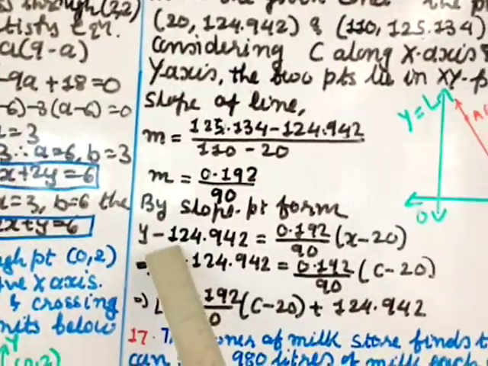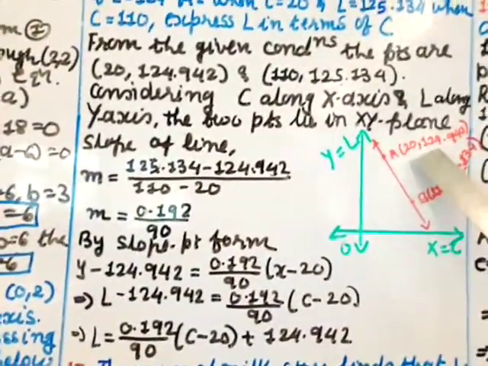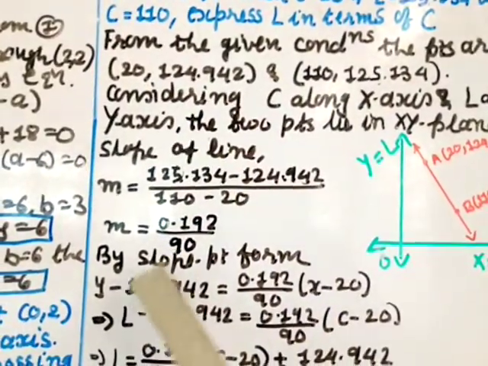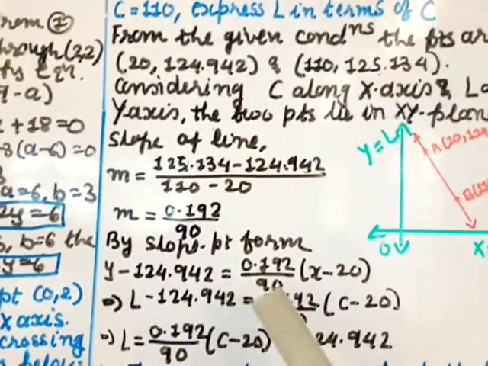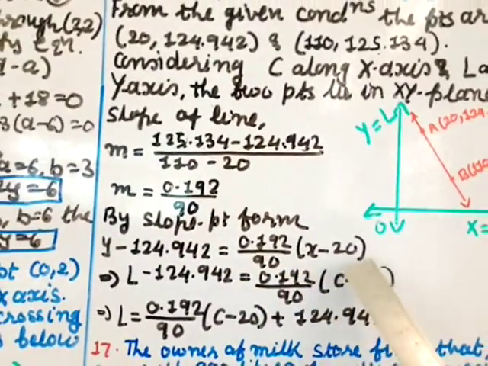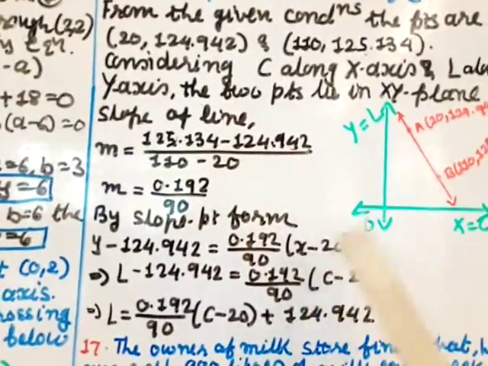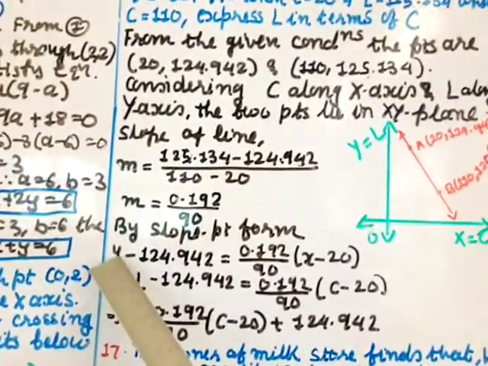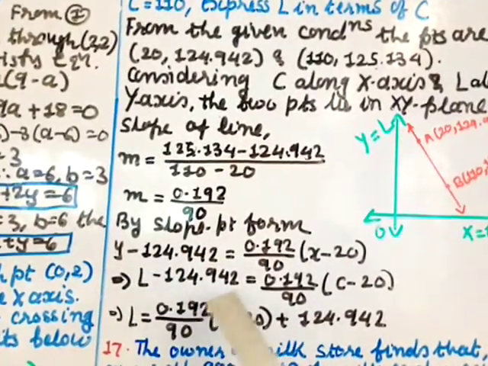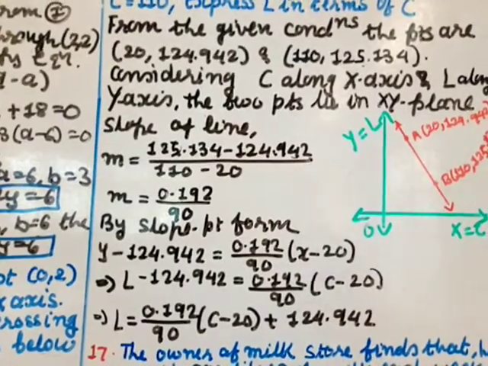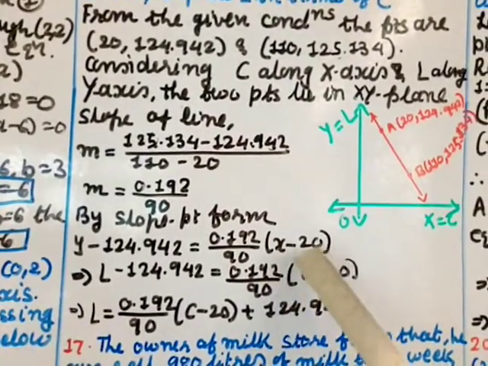So y minus y0, I'll take this one point, the y value, is 124.942, equal to slope m, this value 0.192 by 90, into x minus x0. x0 is 20, I am considering here. Okay, so here the y value we are taking on the y-axis, so this value is L, as it is, and this x I am taking on the x-axis as temperature C, so put here C minus 20.